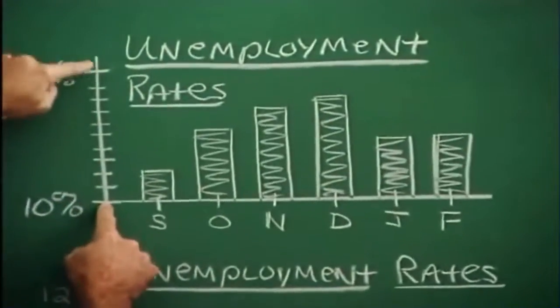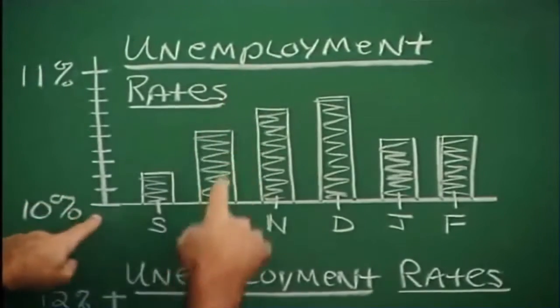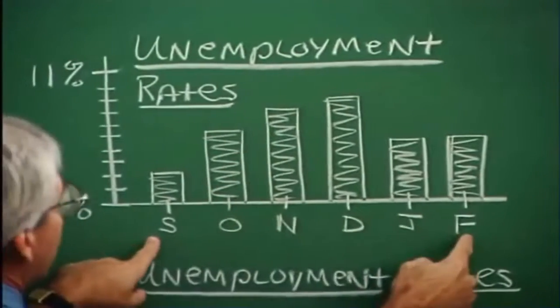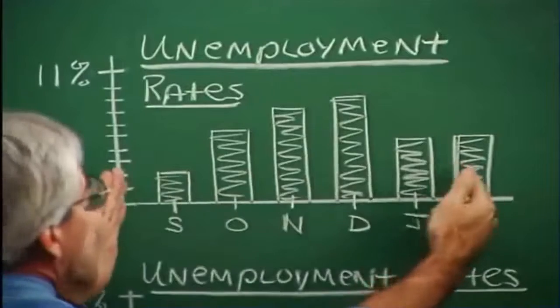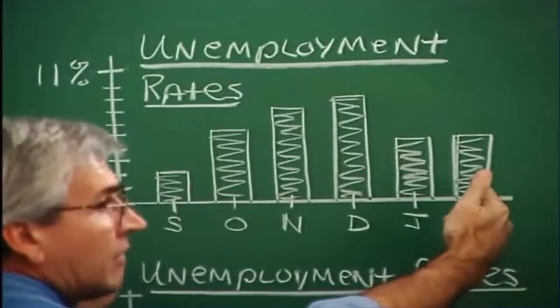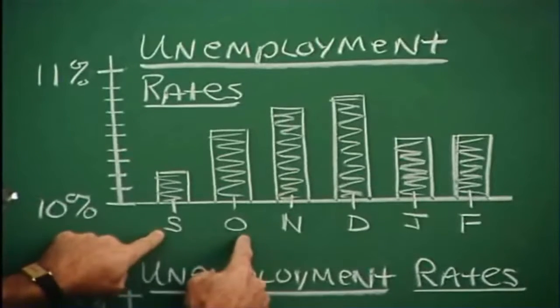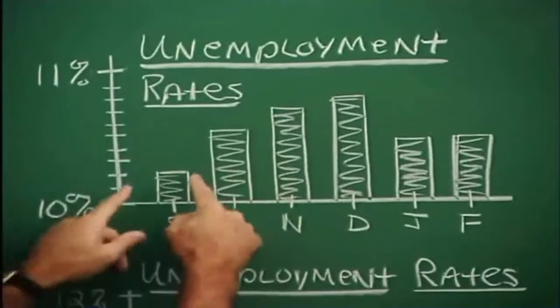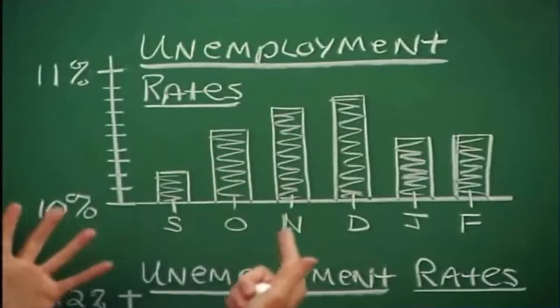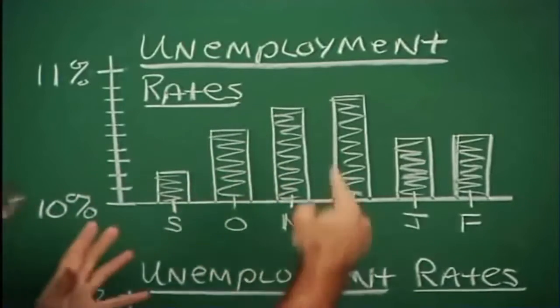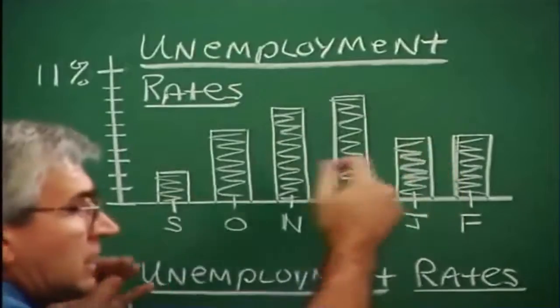Here's 10%, here's 11%, here are these same unemployment rates, September through February. Now, these are just the tops of the bars on the previous bar graph. And if we were going to interpret this, we would say, gee, from September to October, oh my, the unemployment rate doubled. You see, and that kind of thing. And oh, gee, we dropped off a great deal here.